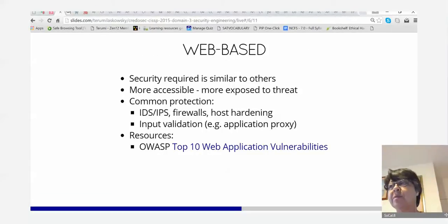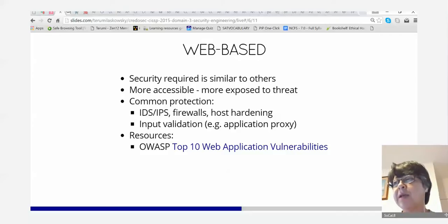Web-based systems. Security requirements: there's really no difference as far as all the things you have to do to secure the system, but it is more accessible, isn't it? Because you don't need a special client. All you need is a browser. So because of that, it's possibly more exposed to threat. It's easier, and a lot of people use it.